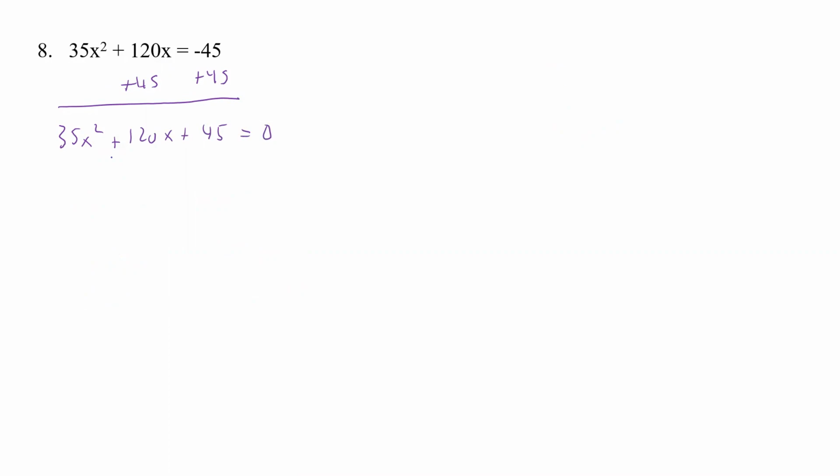Well, I notice I have a factor of 5 I can pull out. I don't know if there's anything else, but 5 for sure. And then that's going to give me 7x squared plus 24x, and then that 5 is going to be plus 9 equals 0. Now remember, when we had that 5, we can just throw it away when we get to the point where we have factors. But we'll leave it there for now.